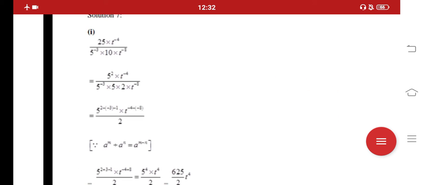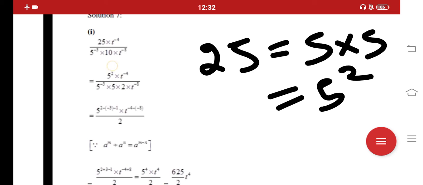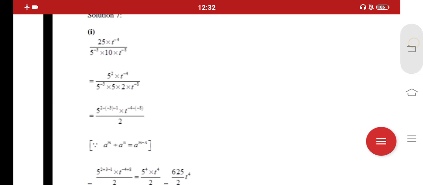Here you can simply see 25 can be written as 5 to the power 2. Why? Because 25 means 5 into 5, and in simple words we can write it as 5 to the power 2. Means if a greater number is given, we have to expand it into its factors. 2 to the power 4 as it is, 5 to the power minus 3 as it is, and 10 can be written as 5 into 2.